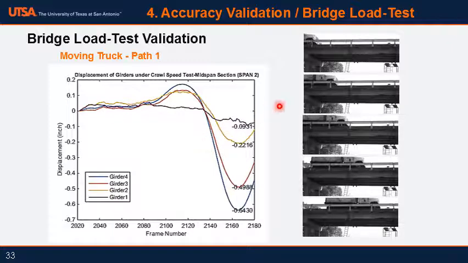Other things, here's just illustrating the crawl test. So the truck was going about 5 miles an hour over that bridge, and we can see all the 4 girders because it's a continuous girder. So when the truck is on the span adjacent to the span we're monitoring, we see that the middle span, the span that we're measuring, actually goes up, and then the girders go back down, and they go back down at different amounts as the truck goes over.